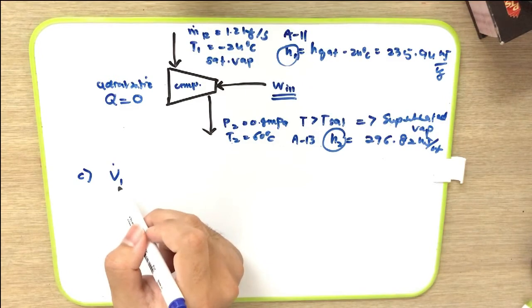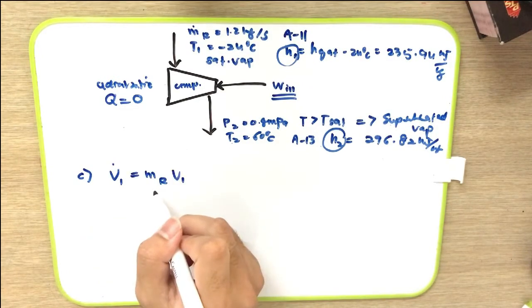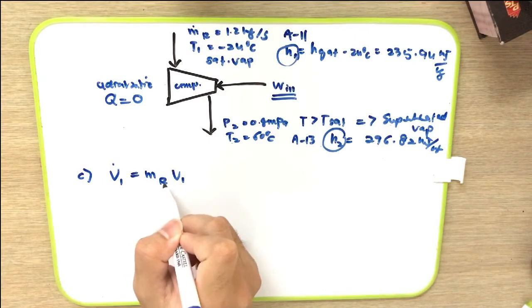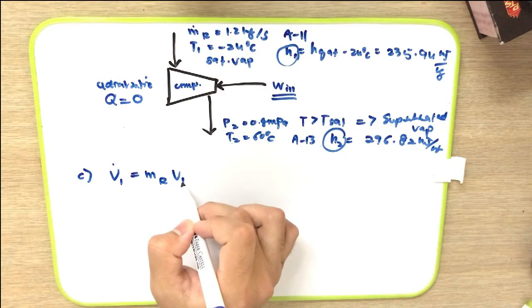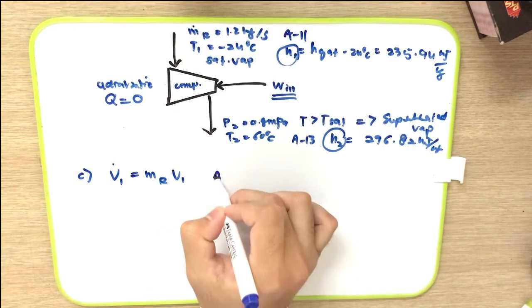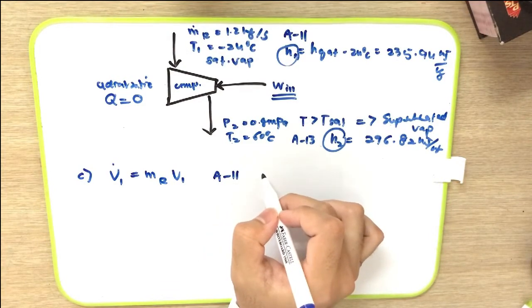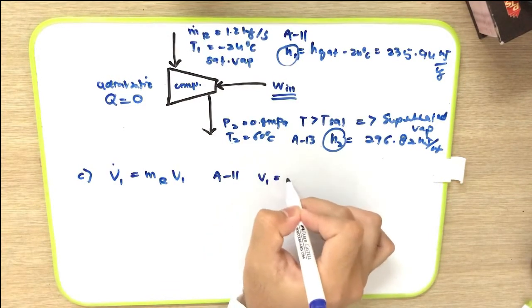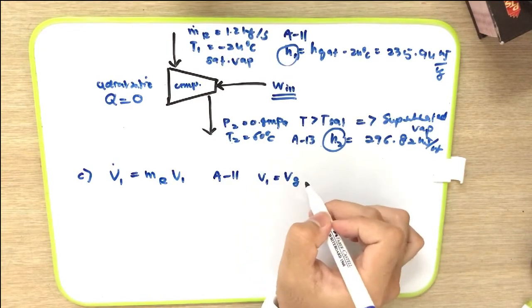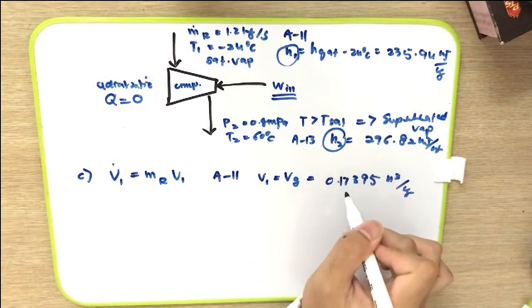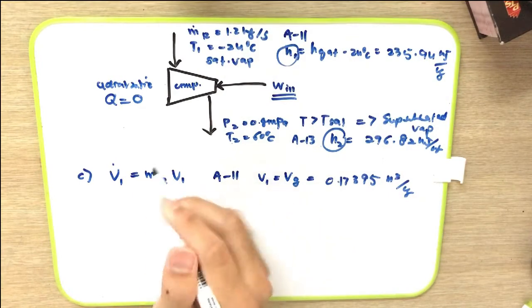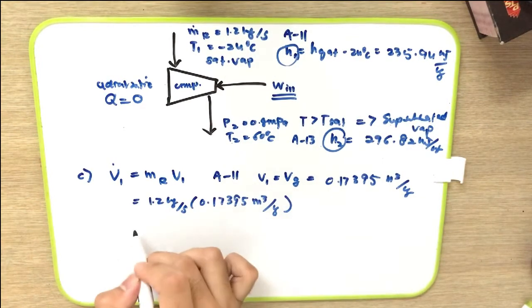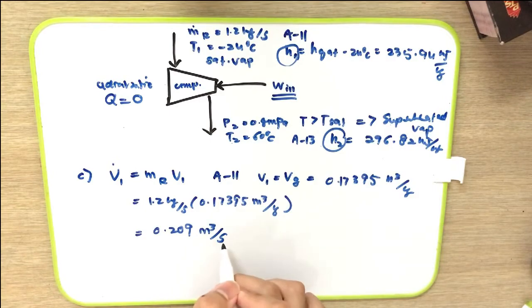In order to find the volume flow rate, we can use this equation, which is the mass flow rate for R multiplied with the specific volume at state 1. This specific volume we can find from table A11, because it is saturated vapor, so v1 is equal to vg at negative 24 degrees C, and it is equal to 0.17395 meter cube per kg. So we substitute inside here like this, then we will get the answer 0.209 meter cube per second. So this is how we solve question number 6.